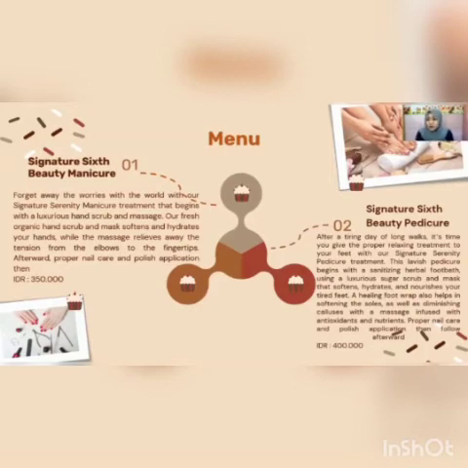Healing foot wraps also help in softening the soles, as well as diminishing, with a massage infused with antioxidants and nutrients. Nail care and polish application afterward, starting from 400,000 rupiah.